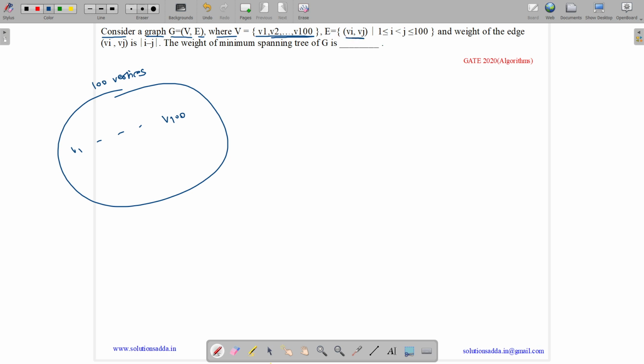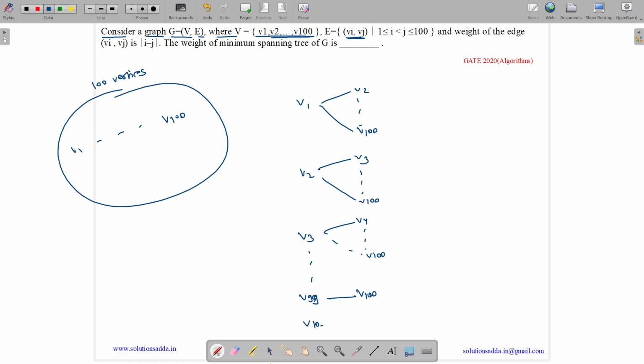And edge ViVj means the edge is between vertices Vi and Vj for 1 ≤ i < j ≤ 100. Which means V1 is connected to V2 up till V100. Similarly, V2 is connected to V3 up till V100. Same way, V3 is connected to V4 up till V100, because we need to maintain i < j. Then V99 will be connected to V100, and V100 won't be connected to anything.